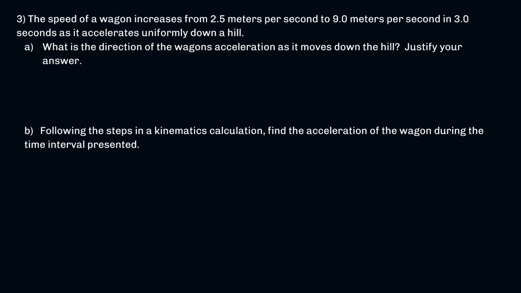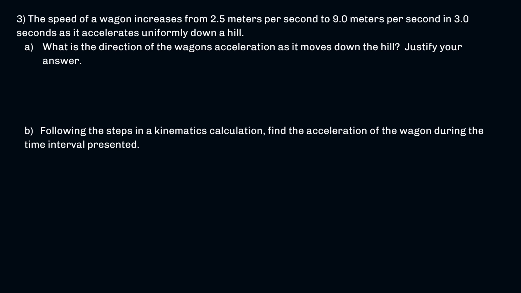The reason why it's only a direction here is this is an object moving along a hill. So think about like the cart on a track here. It is not being thrown upwards, it is not being dropped, so it's not in free fall. So we're not going to have the magnitude of the acceleration unless we do the math for it. It's not a fact, so we're just going to find the direction of the acceleration straight away. And then part B, as we have been following the steps in kinematics calculations, find the acceleration of the wagon during the time interval presented.